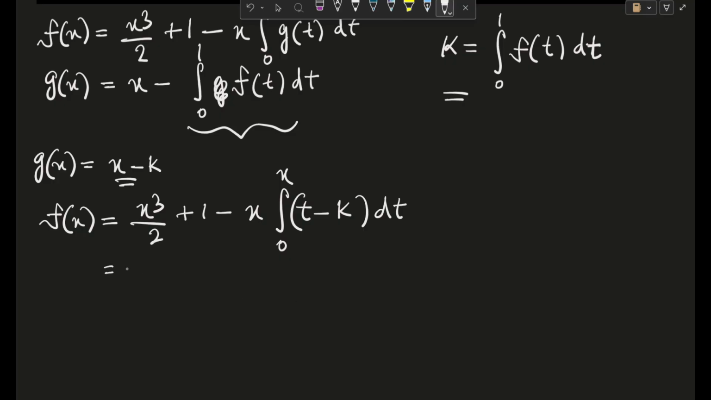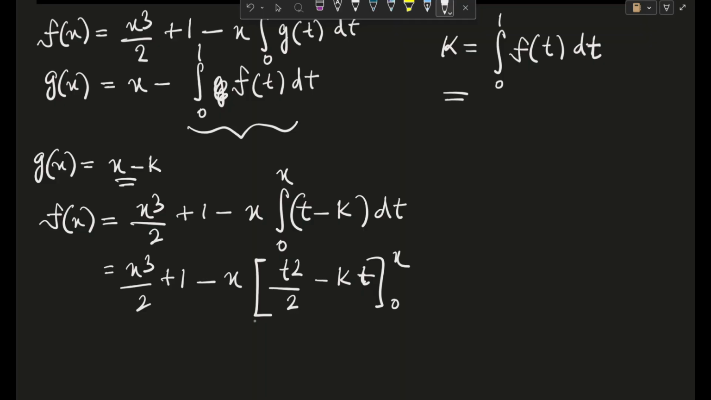So if we write this, it is x cube by 2 plus 1 minus x, and doing this integration is very easy. This is t square by 2 minus k into t, from 0 to x. If you put in x, you will have one x square by 2 term. One term will be kx, and when you put 0, both become 0. Just a minute guys, I will check. Okay, both actually become 0, sorry.